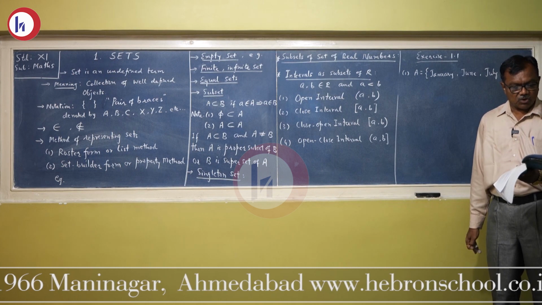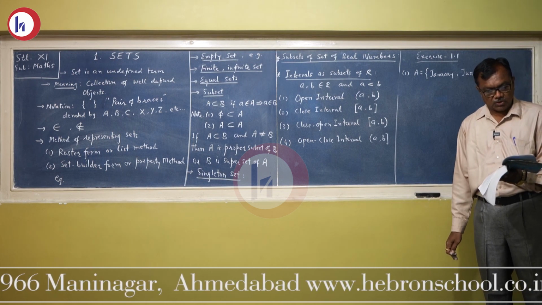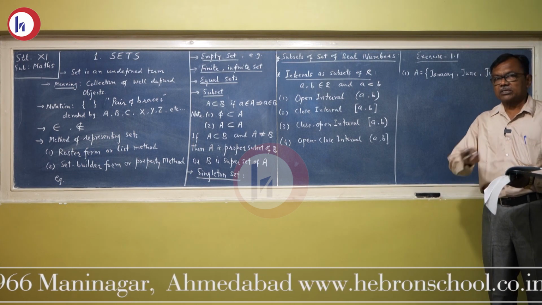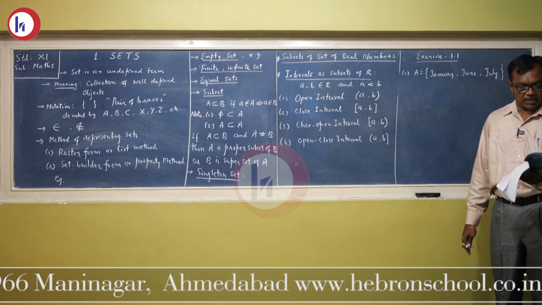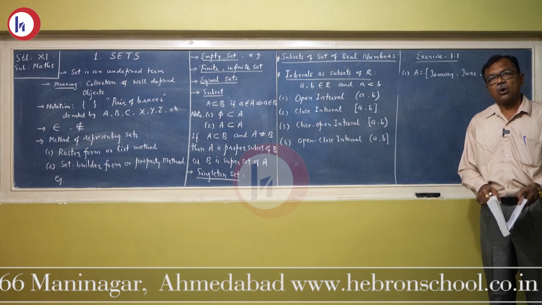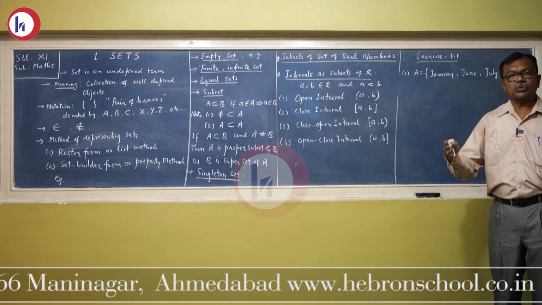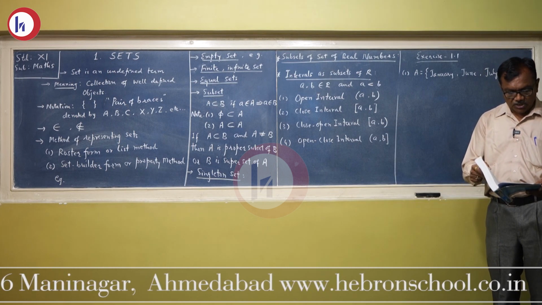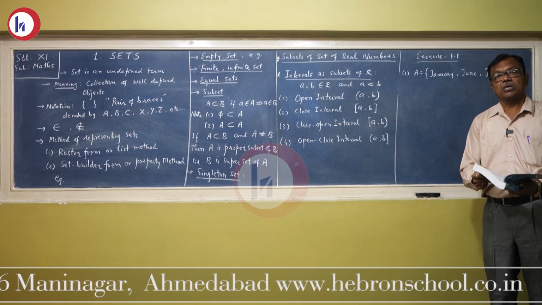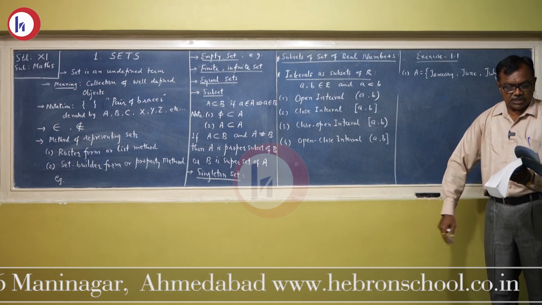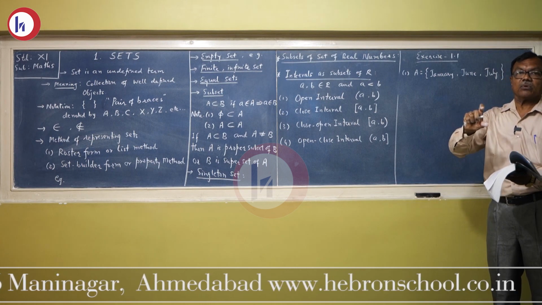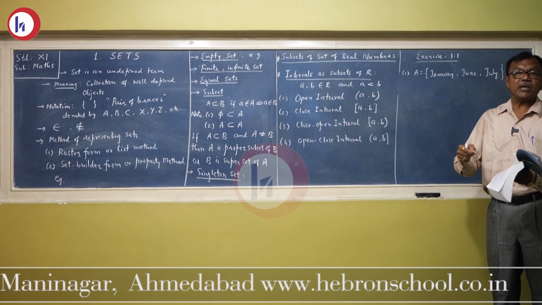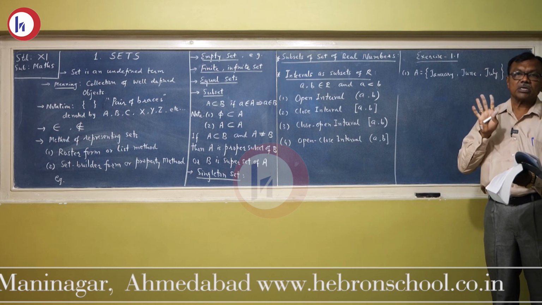Fourth example: collection of all boys in your class. This is a set. Just list out all the boys in your class. Fifth one: the collection of all natural numbers less than 100. So 1, 2, 3, 4, 5, 6, and so on, it is also a set. Next one: a collection of novels written by Munshi Premchand. The names of all the novels he wrote will be written in the set. But if the question is the collection of the best novel written by Munshi Premchand, then it is not a set.